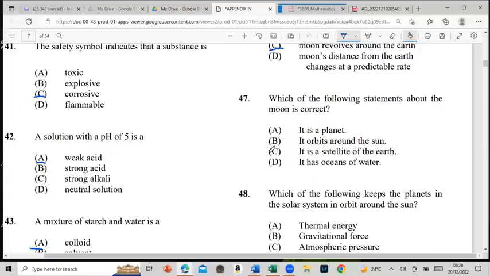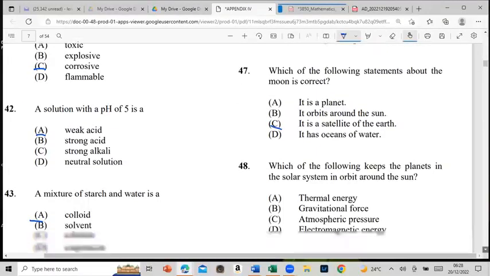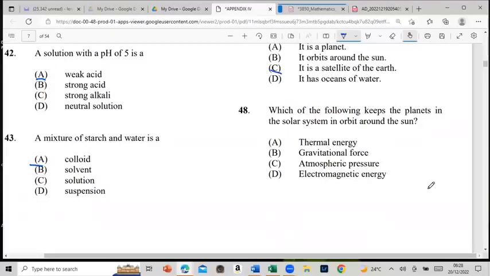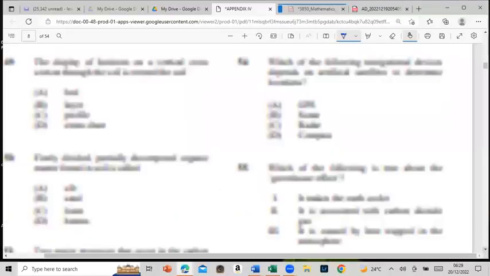It is a satellite of the Earth. So that's C. 48. Which of the following keeps planets in the solar system in orbit around the sun? A. Thermal energy, B. gravitational force, C. atmospheric pressure, or D. electromagnetic energy. And that is, so 48 would be gravitational force. Let's move on to 49.